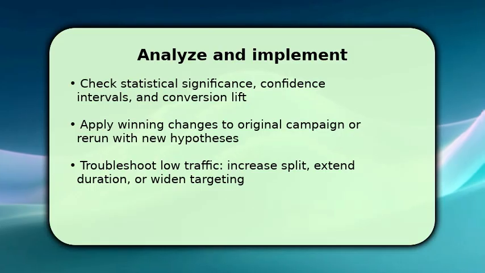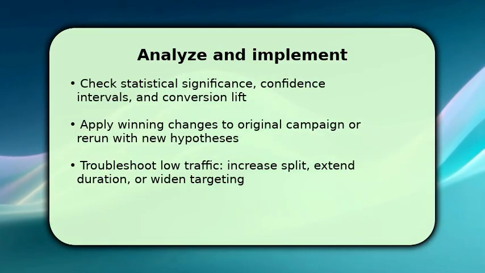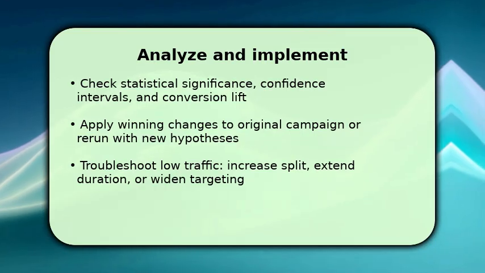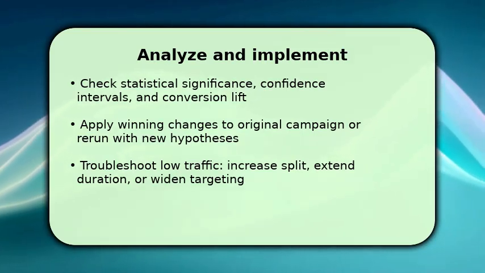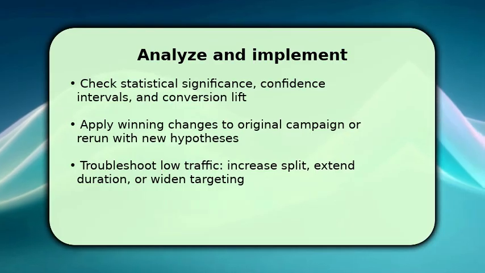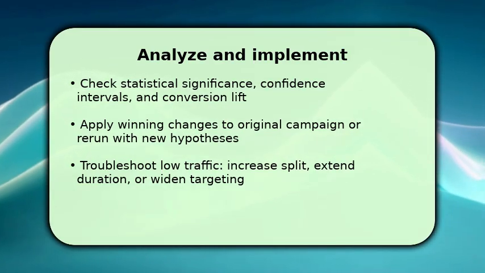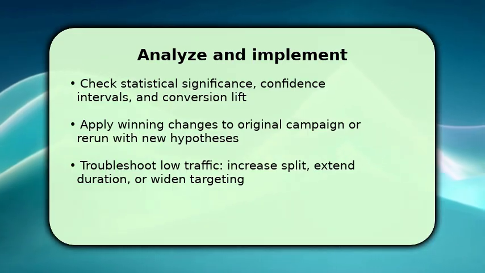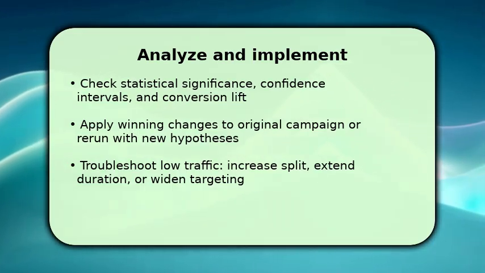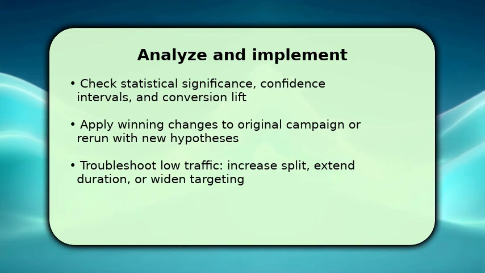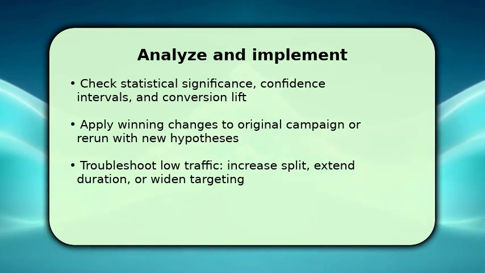You finish by evaluating results with statistical rigor. Review confidence levels, conversion lift, and cost per acquisition differences so you know if the effect is real. If the experiment wins, apply changes to the original campaign and monitor for holdout effects. If it loses, learn and plan a follow-up test. Make sure to consider external factors like seasonality. If things go wrong, for example, low traffic, increase the traffic split, extend the test period, or broaden targeting before abandoning the hypothesis.